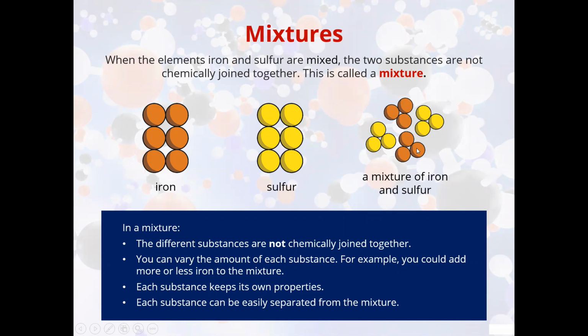So if you take a magnet and hold it above this mixture, all the iron will be attracted to the magnet and the sulfur will remain behind. So that is a way to separate those two elements from each other. In other words, they can be easily separated.